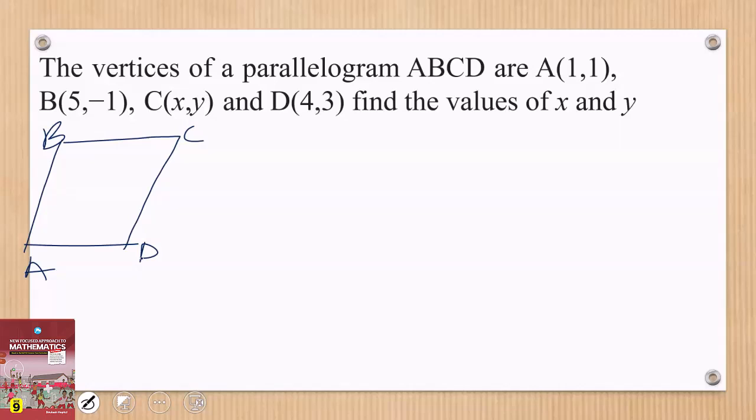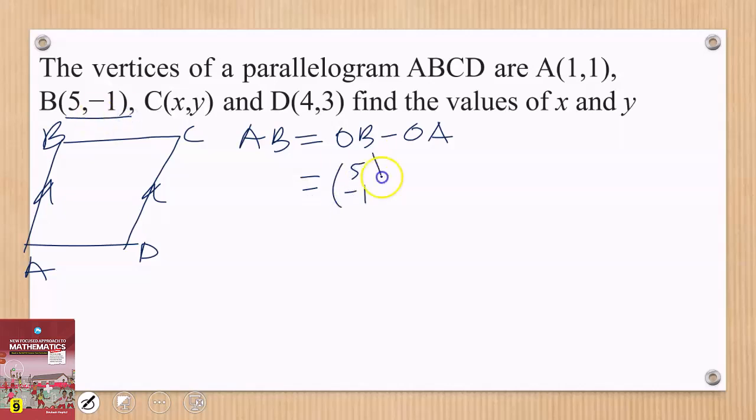Now according to the question, we have to just find the values of X and Y. And so we have to create our own vectors. So we can say, let's find vector AB and let's find vector DC. So if I say AB, which can be generated as OB minus OA. So what is my OB in the question? B is 5, -1. A is 1, 1. When I simplify this, I'm going to have 5 minus 1 is 4. -1 minus 1 is -2.